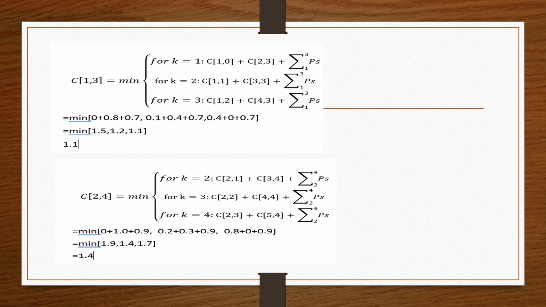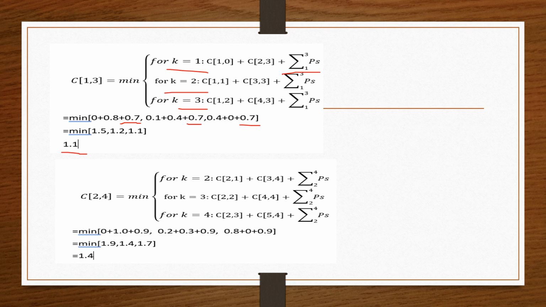So for cost of 1, 3, k will take the value 1, 2 and 3, and I have to add the probabilities from 1 to 3. So if I add 1, 2, 3, the probability will be 0.7. That is why 0.7 in all the 3 combinations, and the minimum value is 1.1.